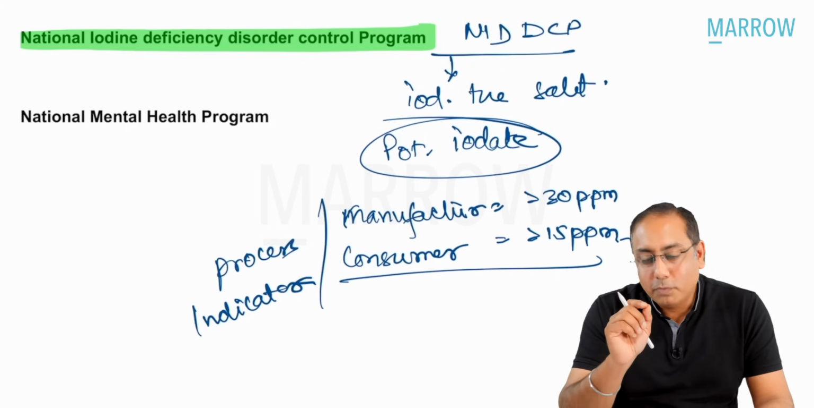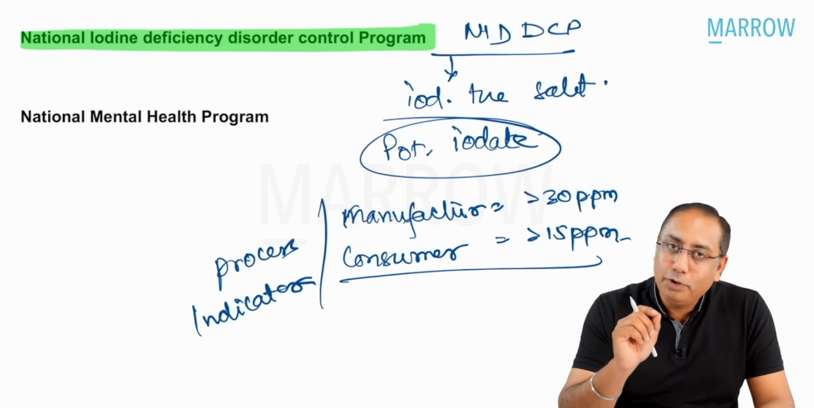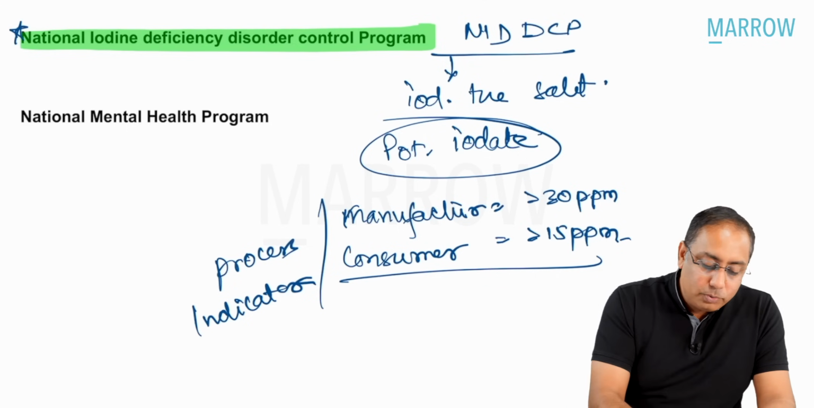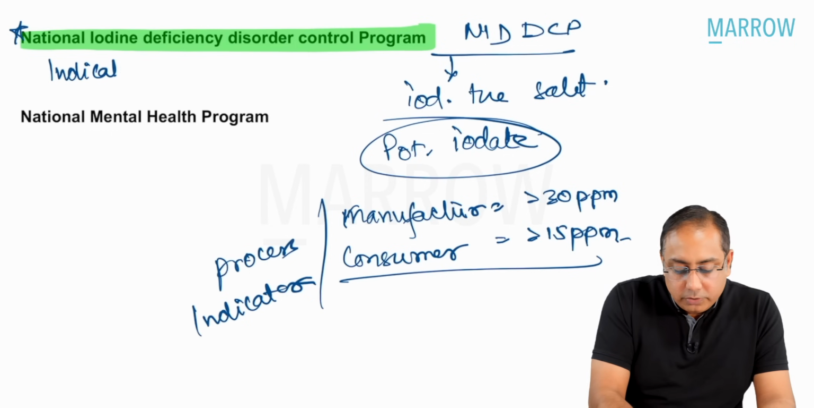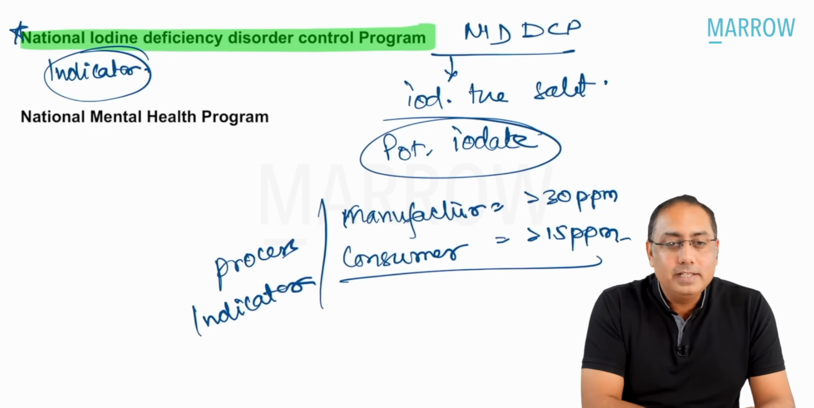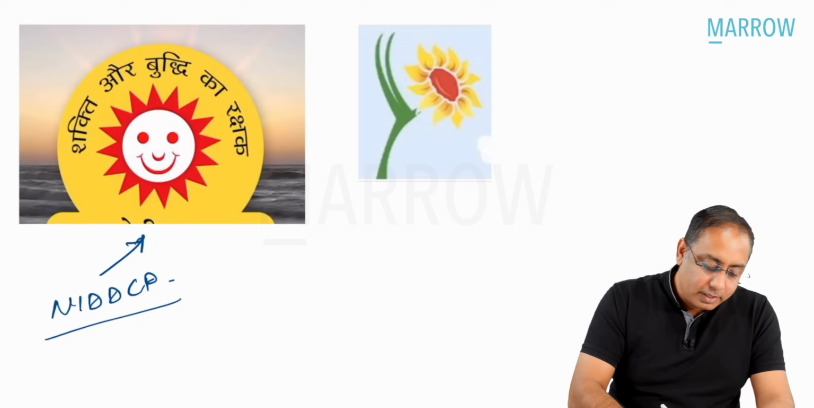So just a word of caution for you guys, beta: before you go for your exam, make sure that you do the indicators in NIDDCP. These have been very often asked in your exam.